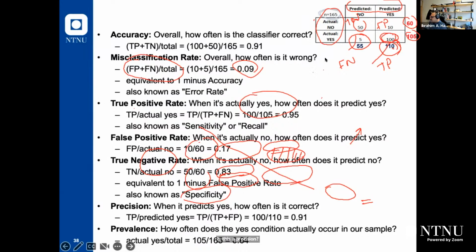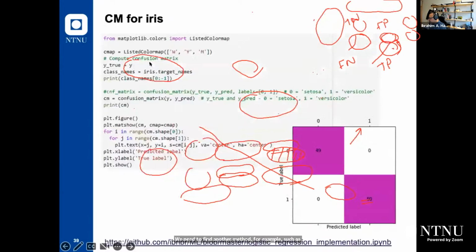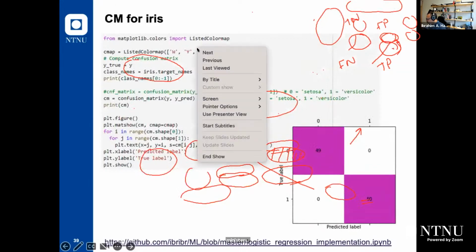Again, this confusion matrix is only for classification problems. It's not for regression problems. For regression problems, we need to find another metric, such as mean squared error, for example.